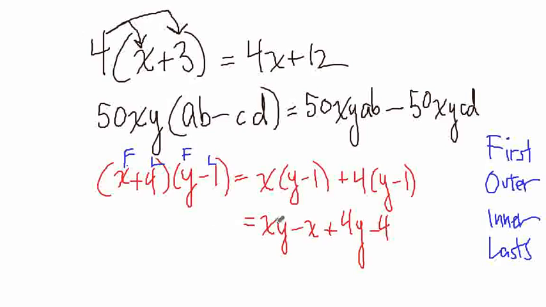So notice that the XY is a product of the firsts. So that's how you get the F in FOIL. Notice that the -4 is a product of the lasts. That's how you get the L in FOIL. Now the outer and inner. For the outer, you want to look at the one on the extreme left and the one on the extreme right. So the X and the -1.